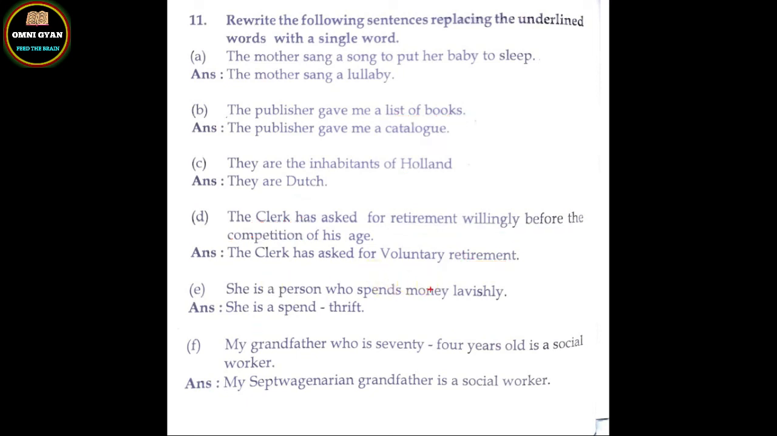Next, she is a person who spends money lavishly. Somebody who spends money lavishly is known as a spendthrift. The spelling here is not correct, in the sense that spendthrift is one word. There is no hyphen. Don't put a hyphen. She is a spendthrift. Put it together, SPENDTHRIFT. She is a person who spends money lavishly. You can write like that. This whole thing should be underlined.